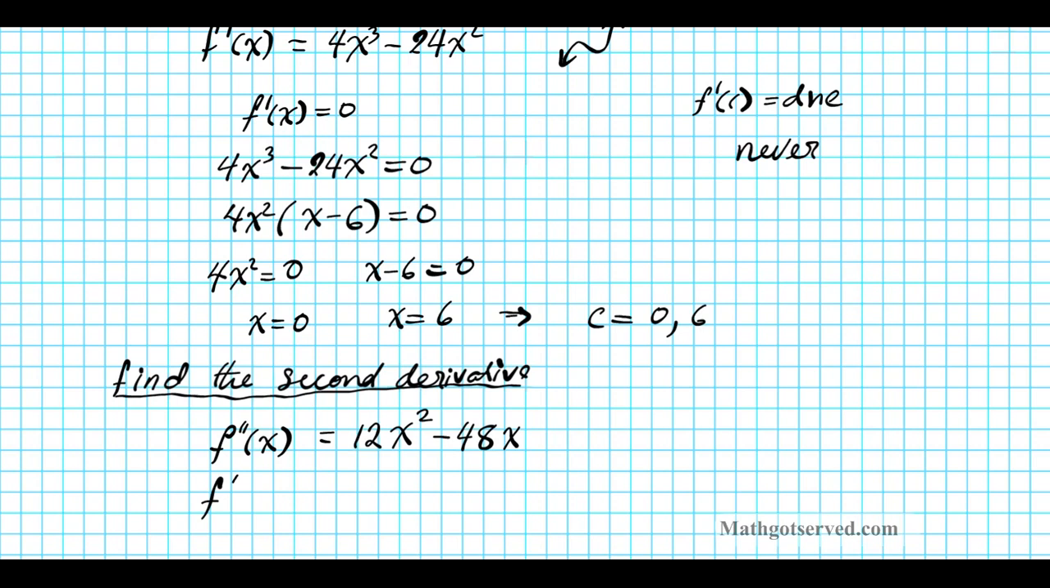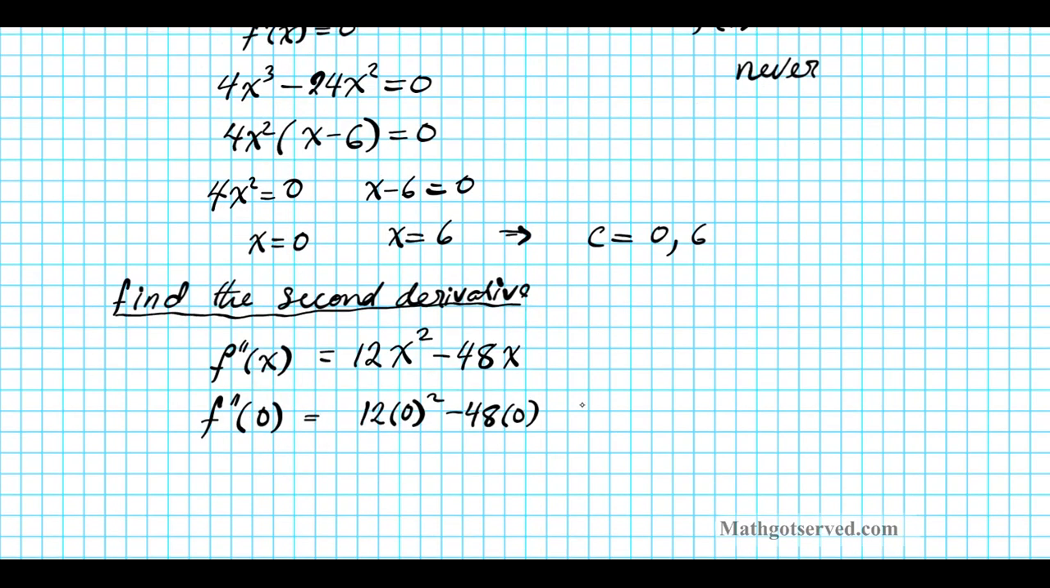Okay, so first one, f double prime of 0. We'll just substitute 0 for x in this expression here for the second derivative. 12 times 0 squared minus 48 times 0. Okay, so what do we get? We get 0. So it's neither positive nor negative. So even though x equals 0 is a critical point, it's a potential extrema. So is it an extrema? The answer is no, because the second derivative is neither positive nor negative.